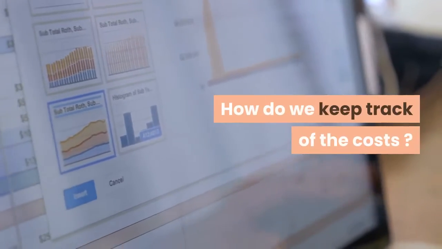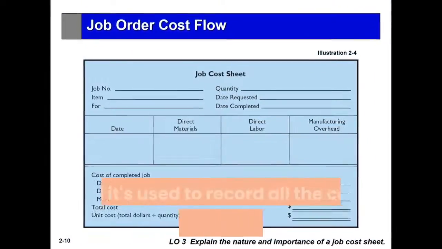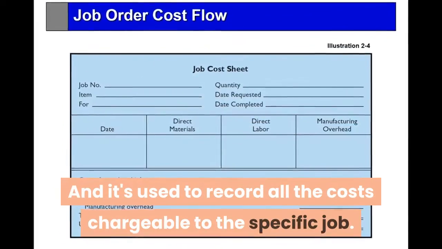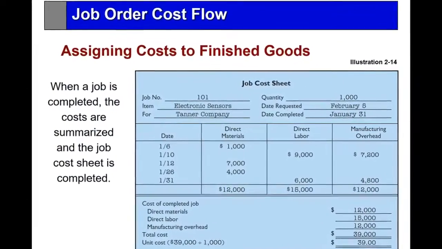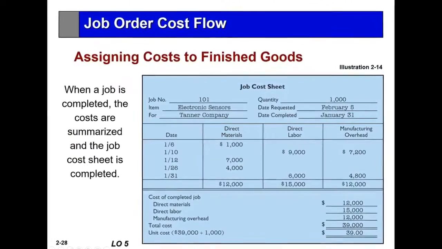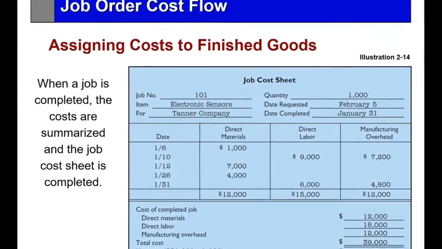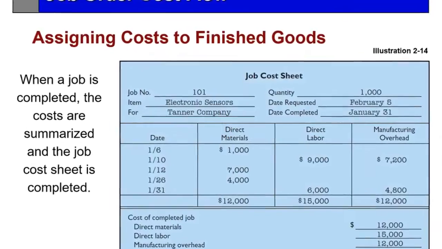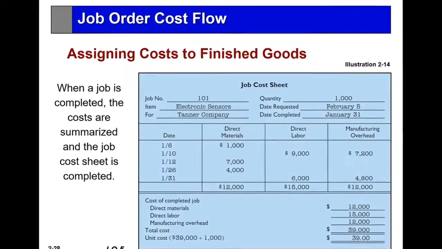How do we keep track of the costs? With what's called a job cost sheet. It's used to record all the costs chargeable to the specific job. It's basically a subsidiary ledger for work in process. Now it follows the job as the job is being worked on, and they will record the amount of material they use to produce the product and the amount of labor they use to produce the product. And this is what the job sheet would look like.